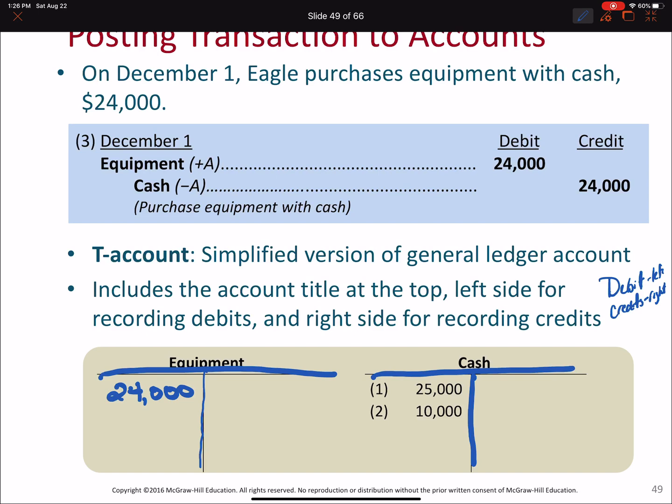That has to do with the account type. But when I'm posting, debits on the left, credits on the right.